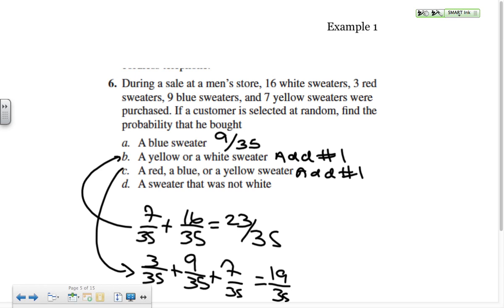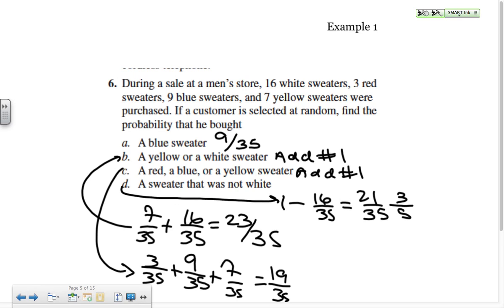Okay, D, a sweater that was not white. Now this is not addition rule number 1. This is just the complement rule, so I don't need to actually label that. What's the probability that it's not white? I take the probability that it is white, and I subtract it from 1. So I do 1 minus 16 over 35, and I end up with 21 out of 35. And that actually reduces, we divide both by 7, to 3 out of 5. So that's the probability that I will get a sweater that is not white.